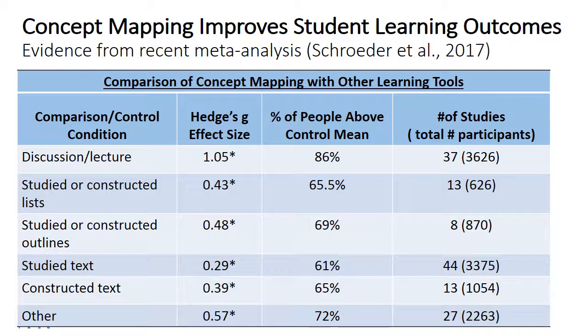One thing you should note is that in all cases, concept mapping on average was better than these other learning techniques. We can see that with the effect sizes here, and these effect sizes are medium to large depending on what the comparison group is. With a more active activity like constructing text, the effect size isn't quite as large, but it's still a preferable learning strategy.